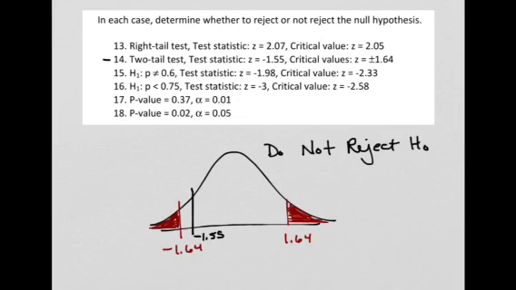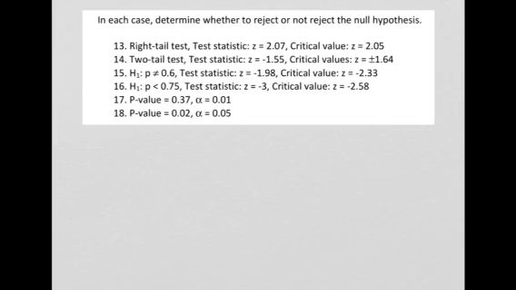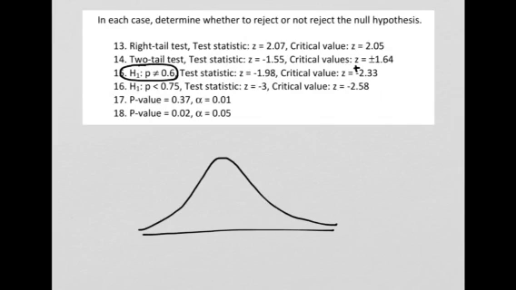In number 15, this is basically the same type of problem. The only difference is that instead of being told what kind of test it is, you have to figure that out based on the alternate hypothesis. So you're told that the alternate hypothesis is that p is not equal to 0.6, so that means that it's a two-tail test, and the critical value should actually be plus or minus 2.33. Doesn't really affect the problem here.